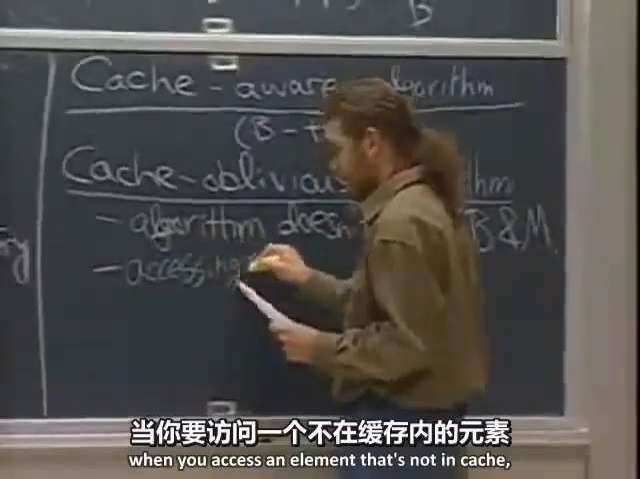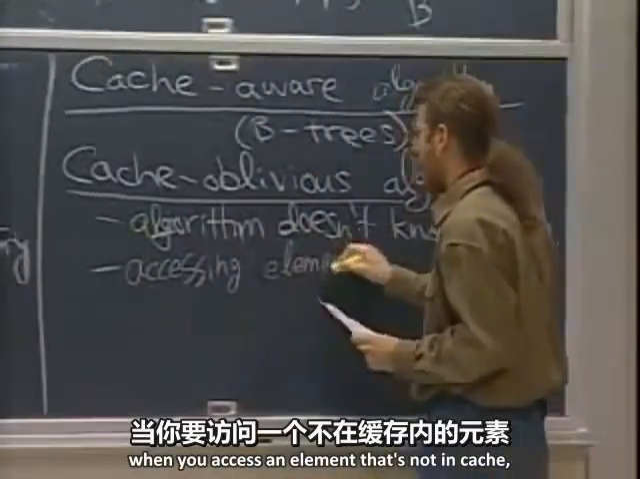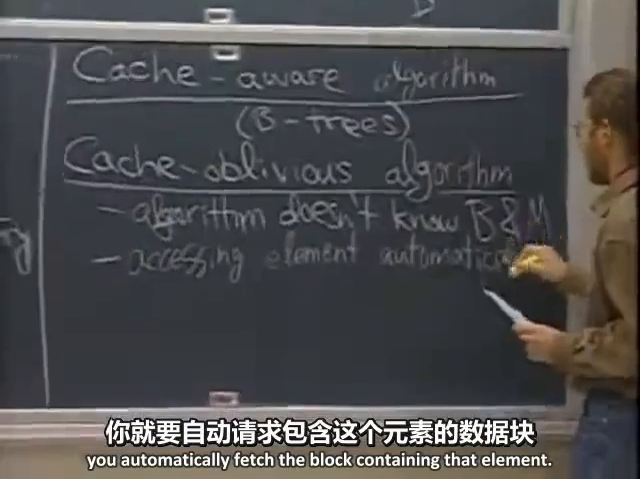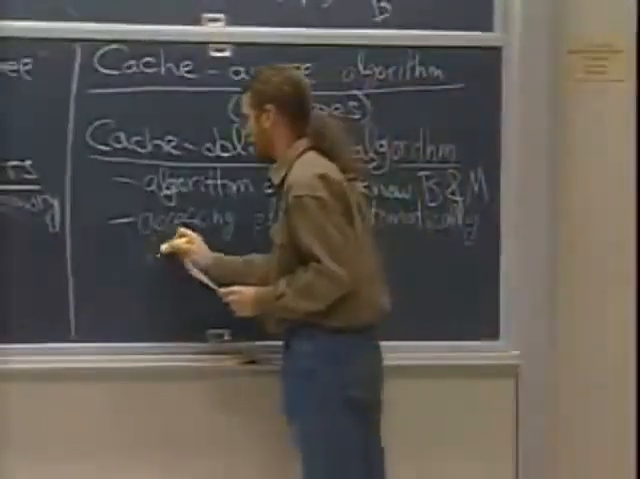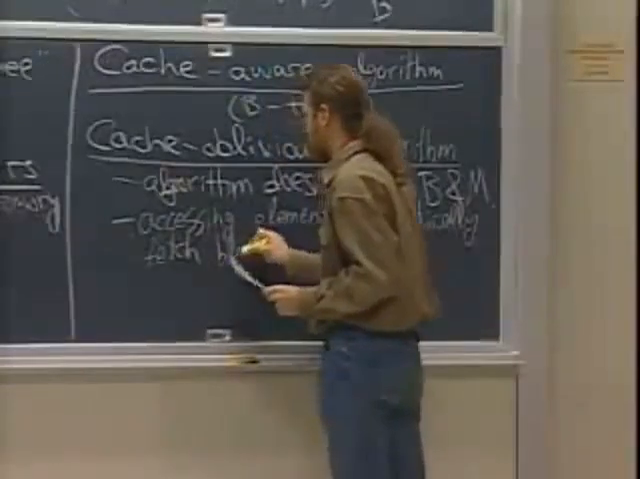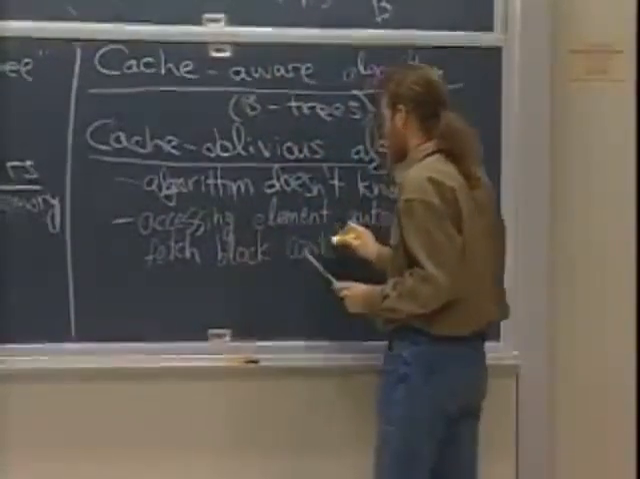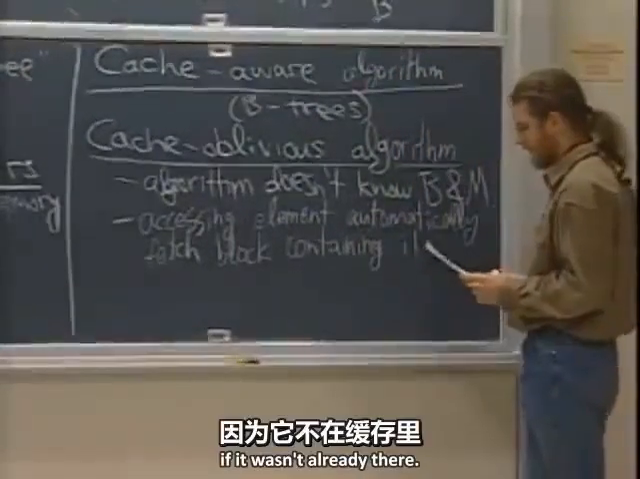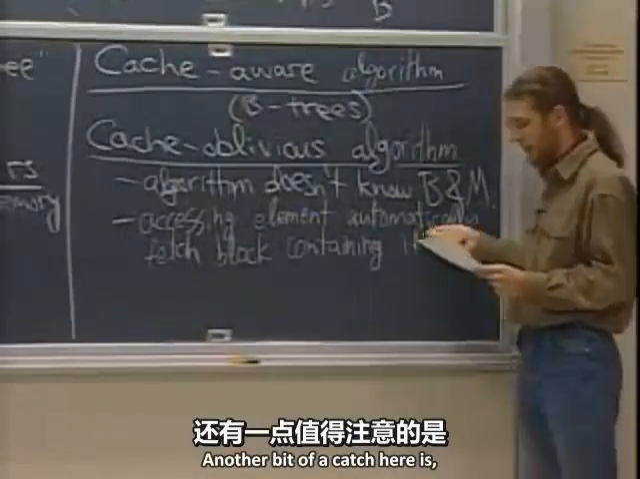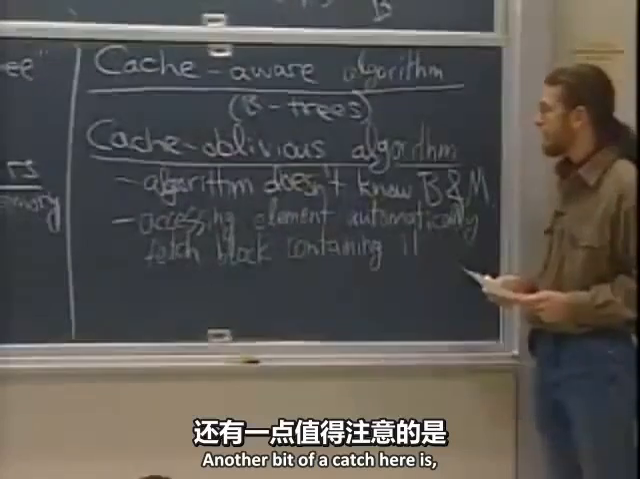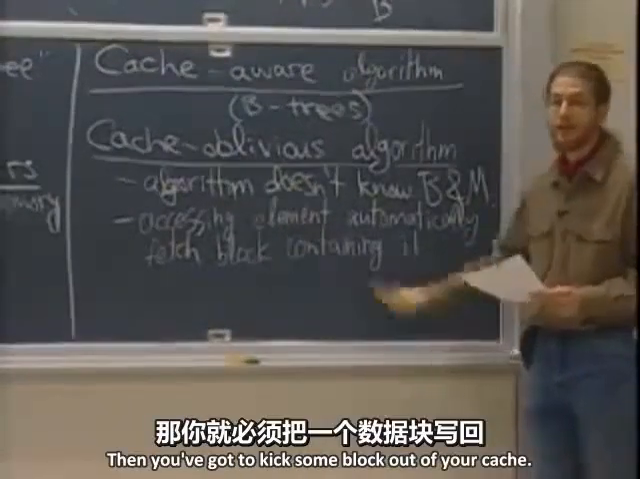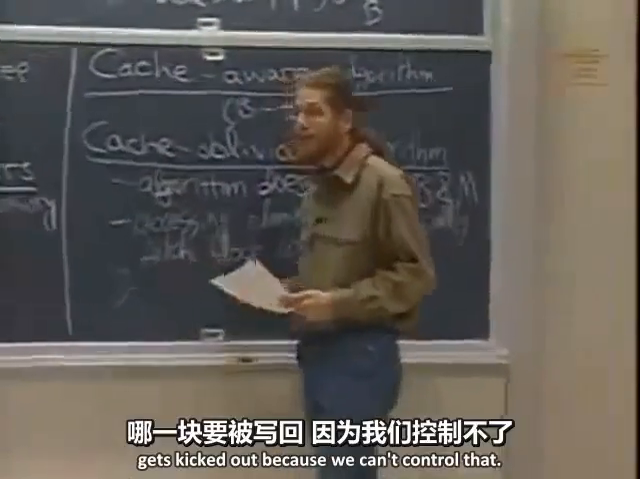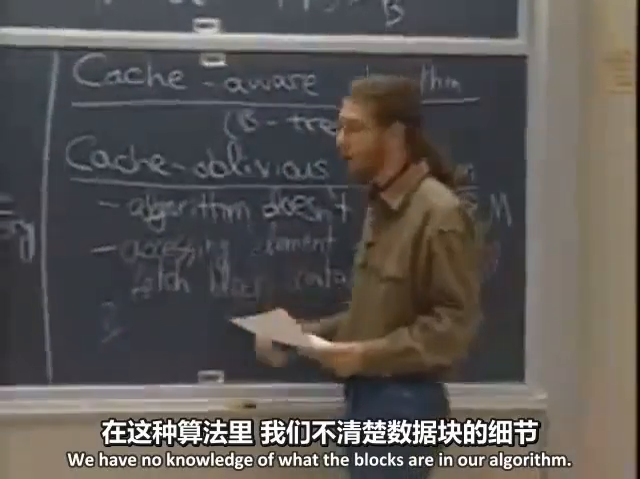In particular, when you access an element that's not in cache, you automatically fetch the block containing that element, and you pay 1 memory transfer for that, if it wasn't already there. Another bit of a catch here is, what if your cache is full? Then you've got to kick some block out of your cache. So we need some model of which block gets kicked out, because we can't control that. We have no knowledge of what the blocks are in our algorithm.